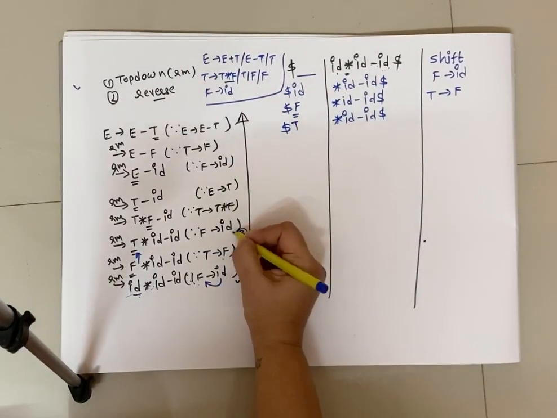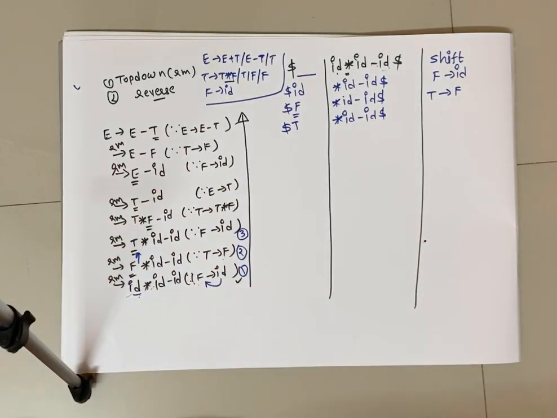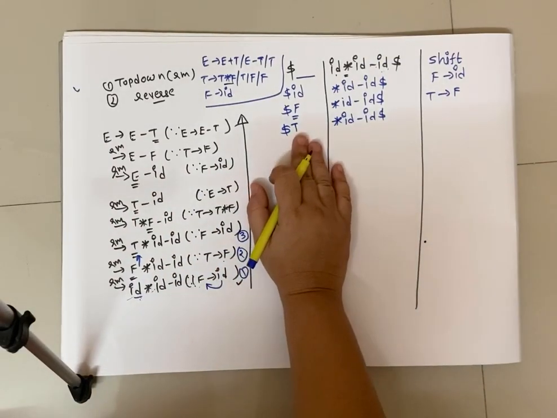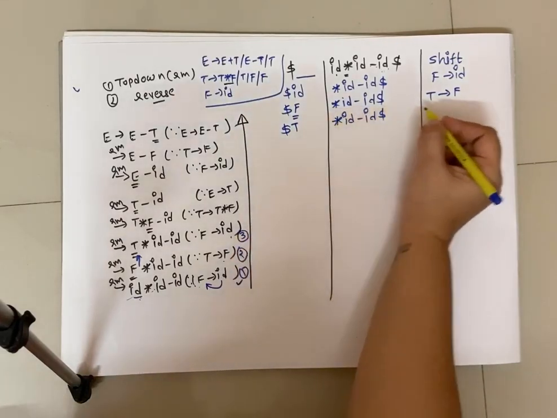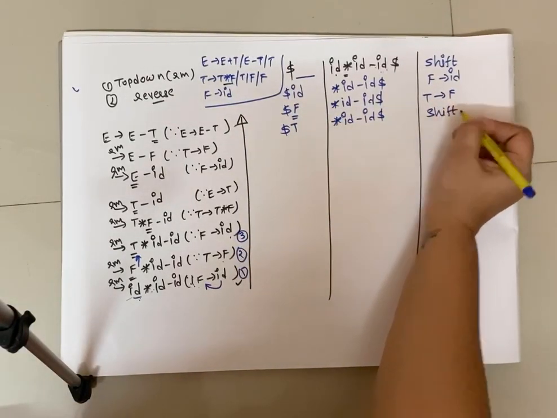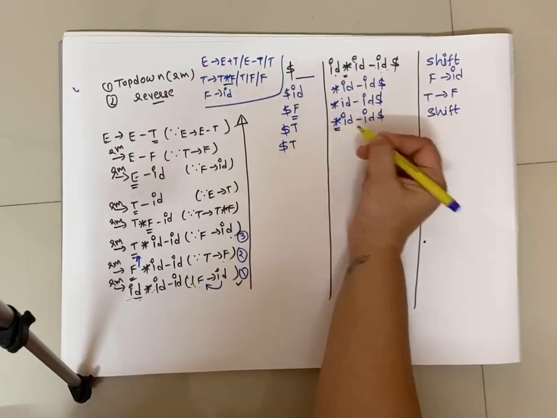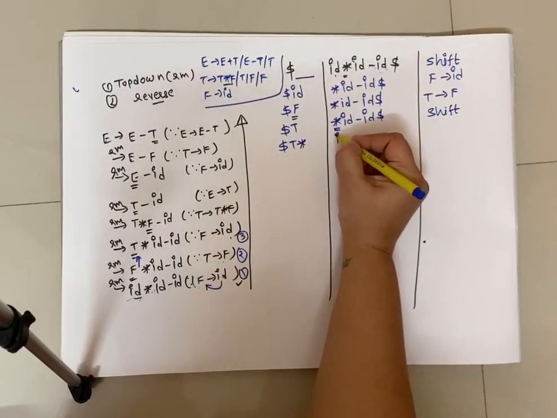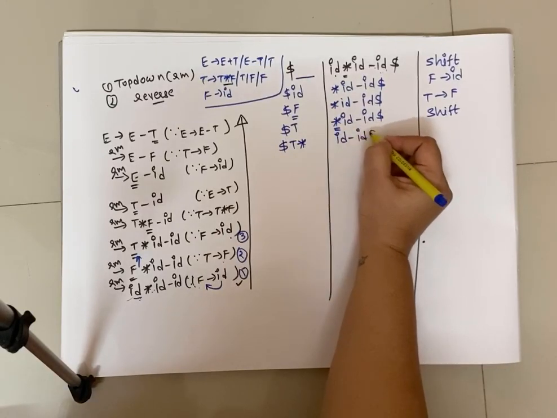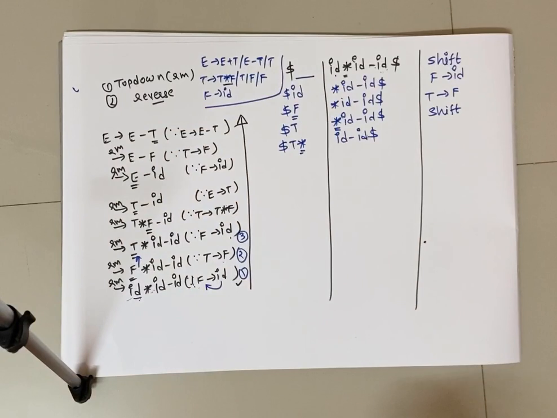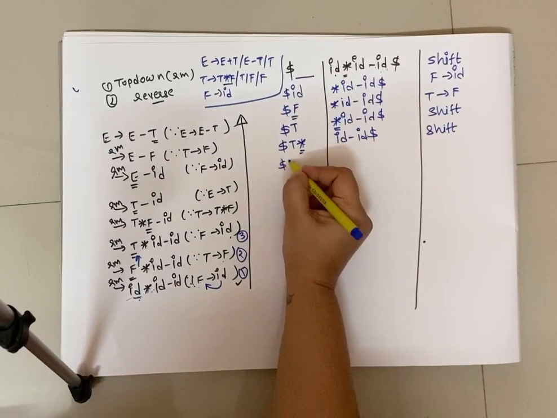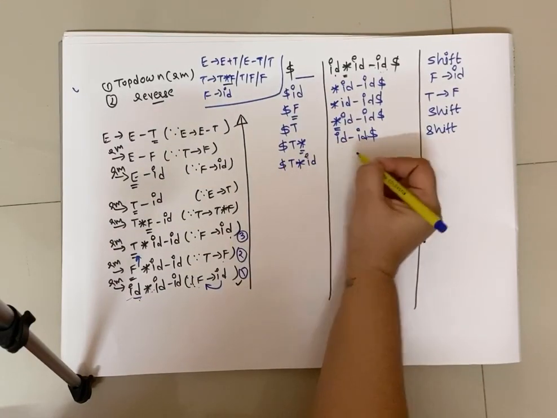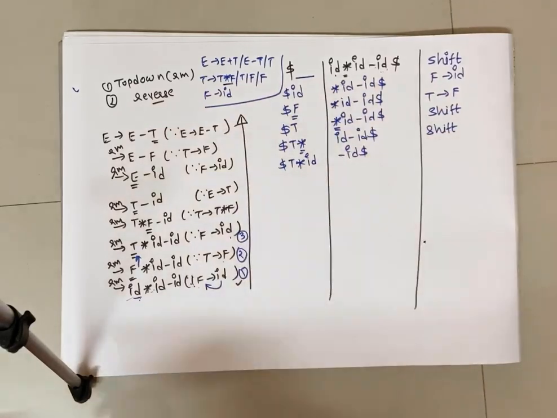What is the third rule to be applied? Again, ID needs to be reduced to F. Now, do you have ID in the stack? No. It means you need to bring ID to the stack, so you have to perform a shift operation. If you perform a shift, the first input symbol you get is multiplication, and the remaining expression is ID minus ID dollar. Yet you don't have ID on top of the stack, so once again you perform a shift operation. Now T multiplied with ID minus ID dollar will be there in the expression.